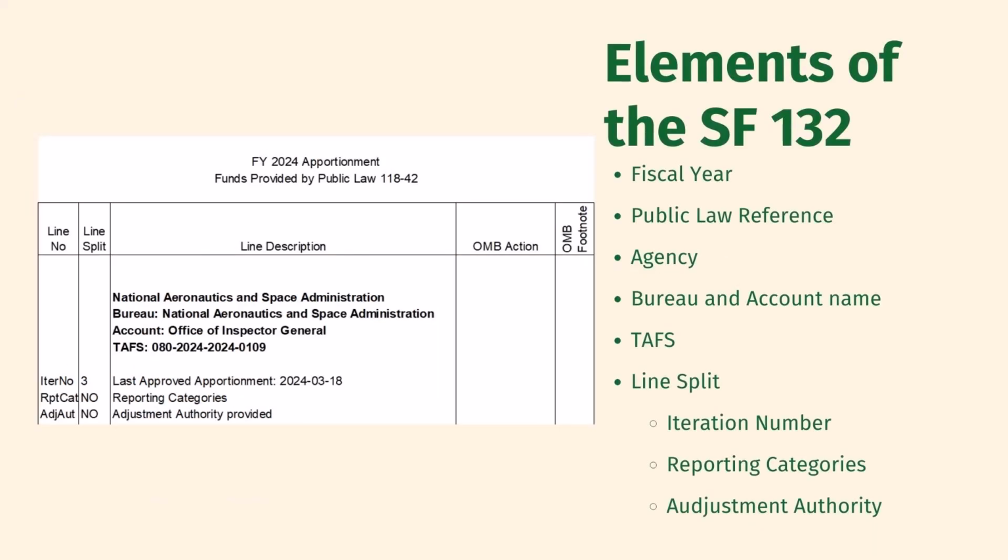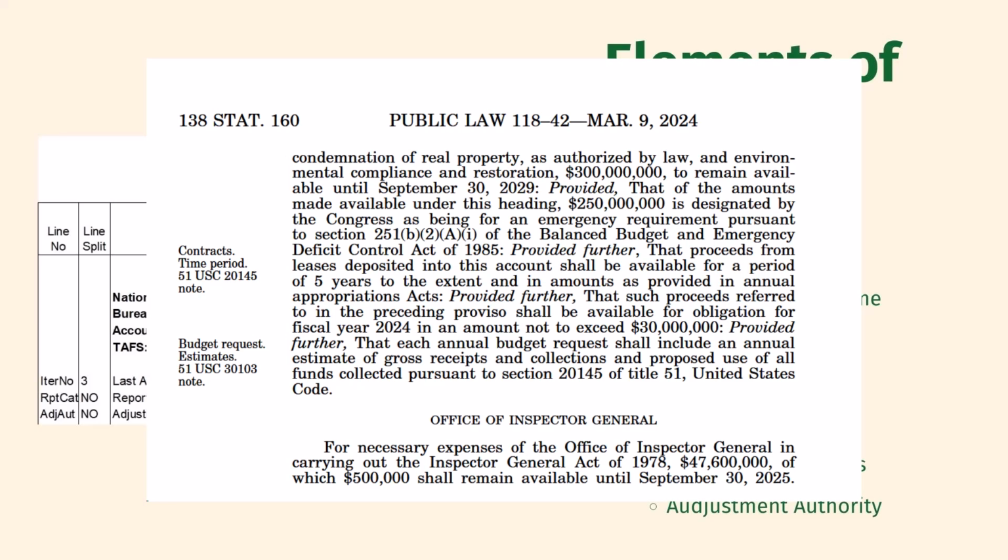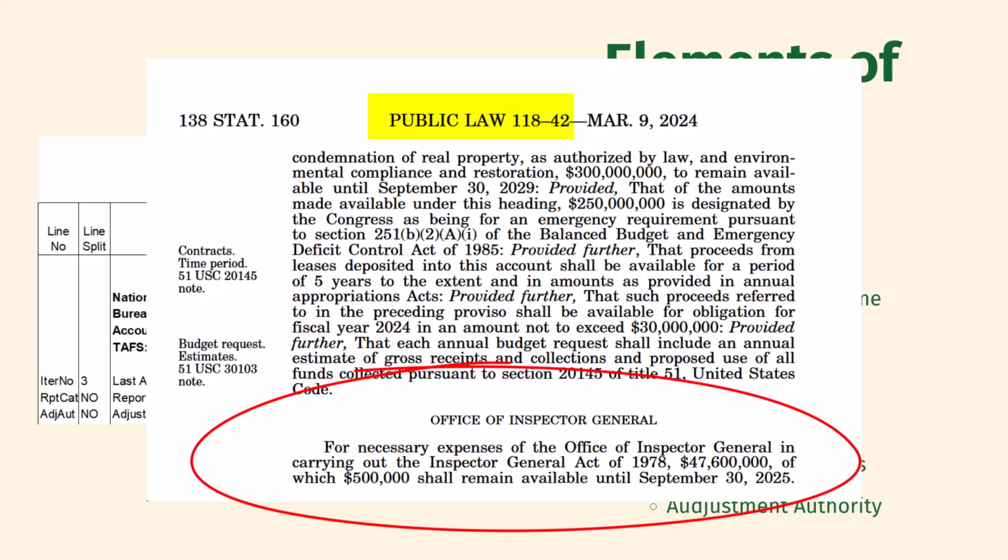Now, top section, the apportionment details. First, you'll see the fiscal year. In this example, FY 2024, apportionment is telling you which year's funding this covers. Next is the public law reference, like Public Law 118-42. This matters because it shows you exactly which congressional appropriation provided these funds. You can look up that public law to see the original amounts Congress authorized and any specific conditions they included. This creates a clear audit trail from congressional intent to agency spending authority.